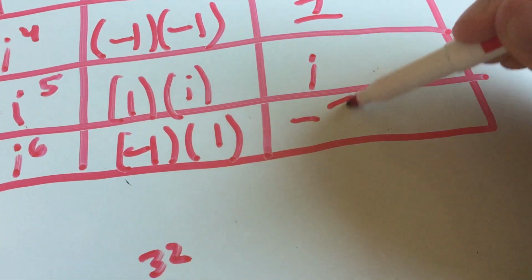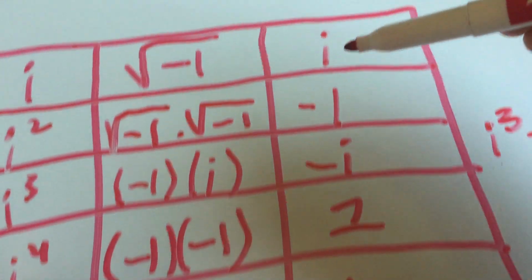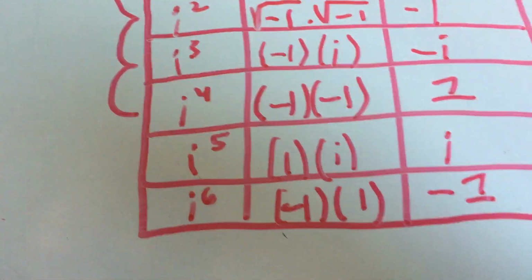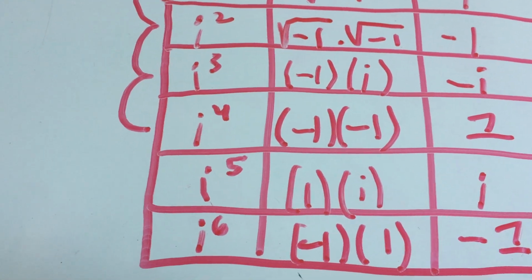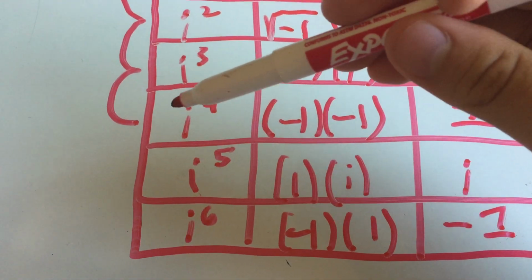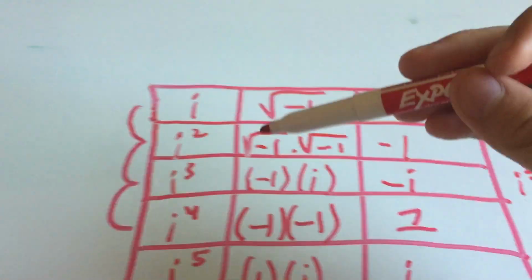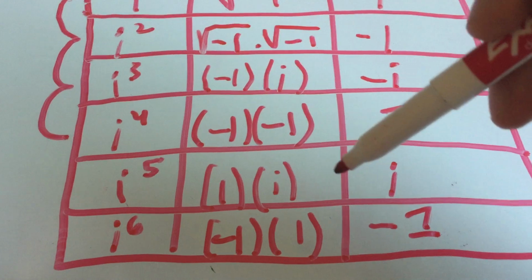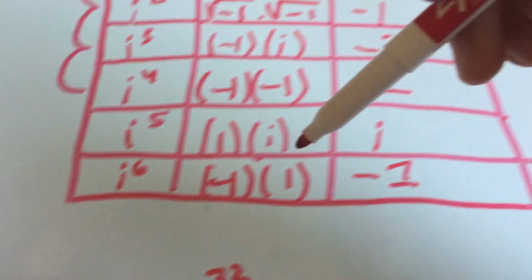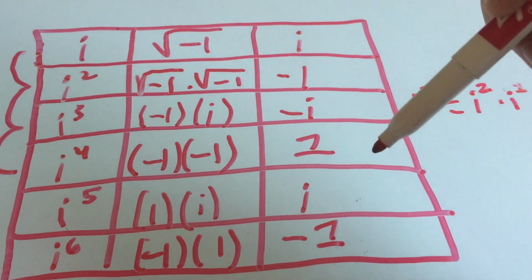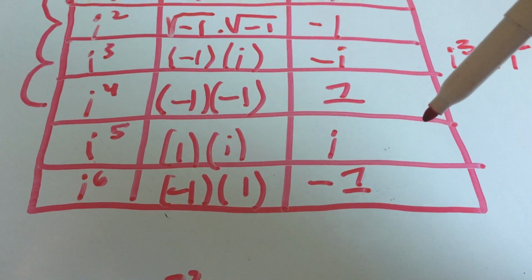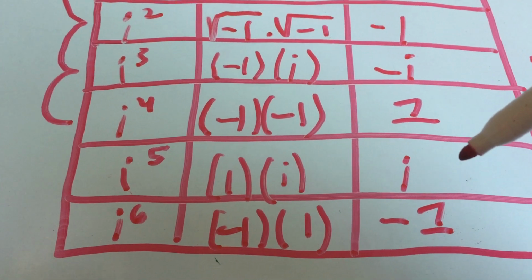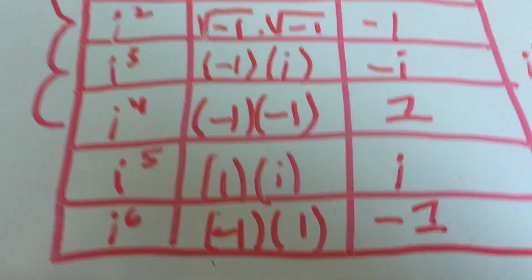Look, negative 1. Right there. So after 4 powers, it comes back to i and then repeats down. So after i, i to the 7 would be negative i, i to the 8 would be 1, and then i to the 9 would be back to i, and then repeats and repeats.